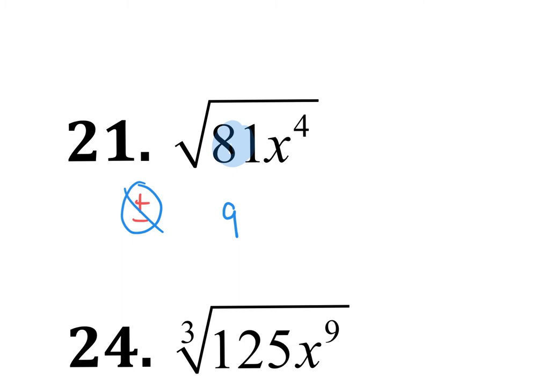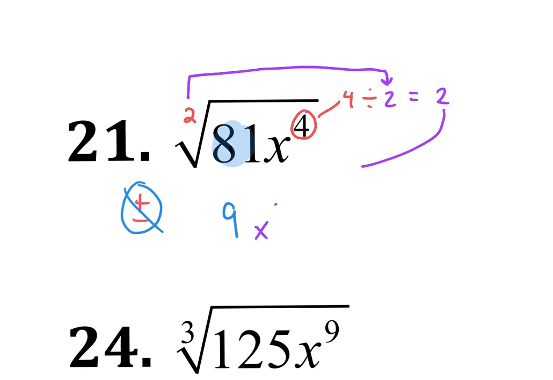Just bring it down. Now here, how do we manage letters when we're taking roots? Well, it's as simple as this, actually. There's a hidden 2 right there. So you take this 4 and you divide it by the 2. So I get 2. So that's what goes down. Like so.